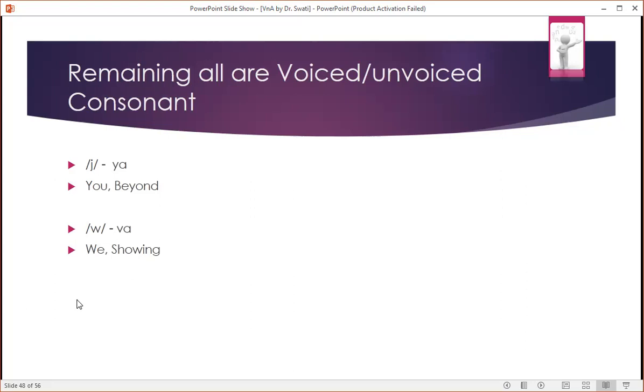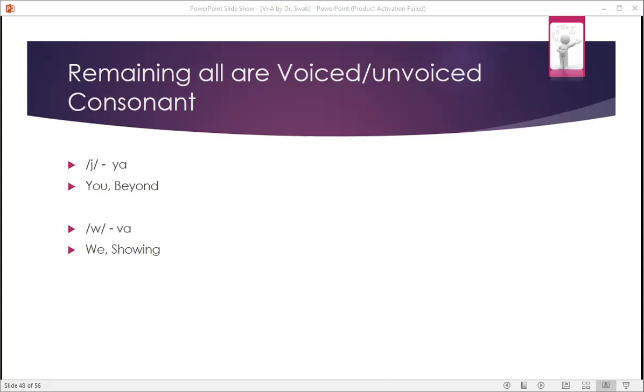Then this symbol is pronounced as per IPA with the 'sh' sound, as in 'showing'. So till here we have learned all the voiced and unvoiced consonants and the voiced and unvoiced consonant pairs.